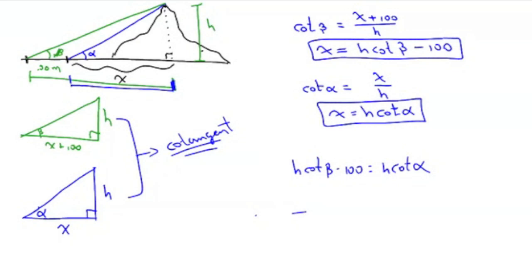No. Cotangent is a name. You can't mess around with names. You can only move the whole thing. You move the whole h cotangent alpha. I'm moving whole chunks; you can't move little tiny pieces of it. So you get h cotangent beta minus h cotangent of alpha is equal to 100.